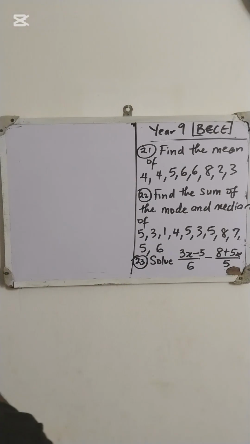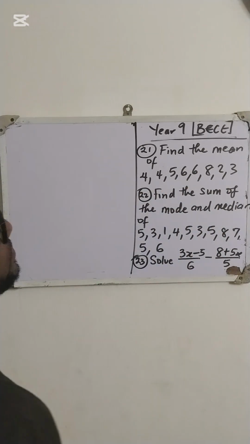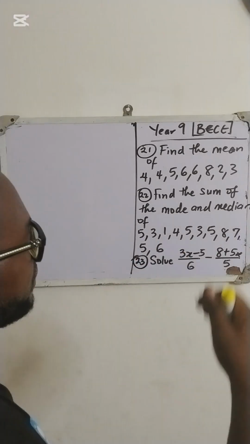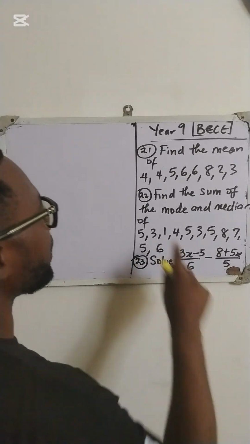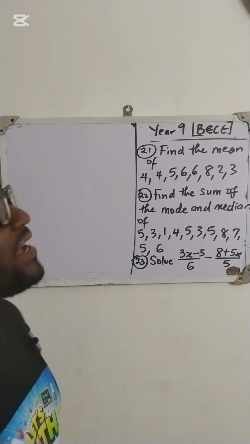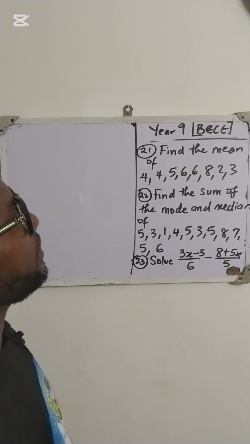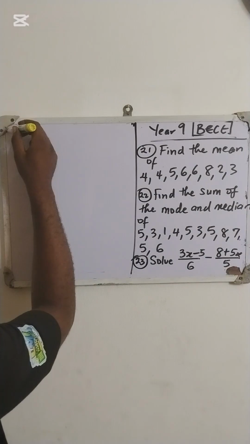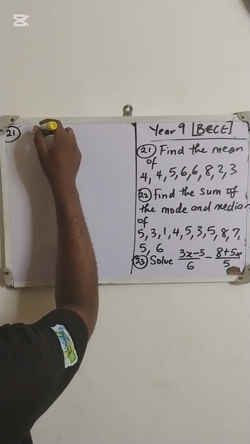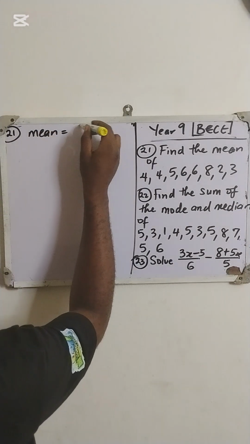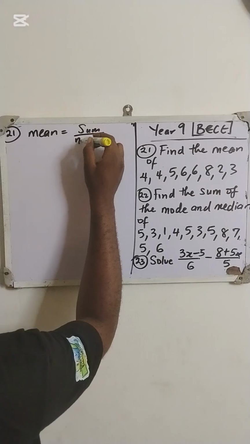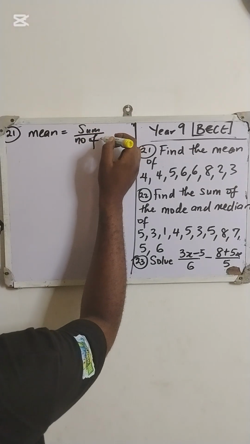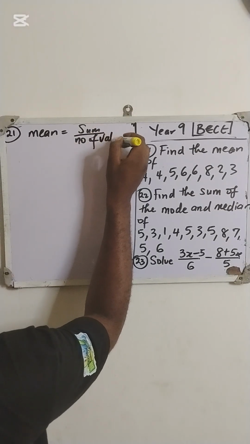Simple. 3 questions. So find the mean. So what's the mean? Mean is like finding the average. So sum everything together over the number of appearances they have. That's it. That's the mean. So the mean will be the sum over the number of items or number of values.